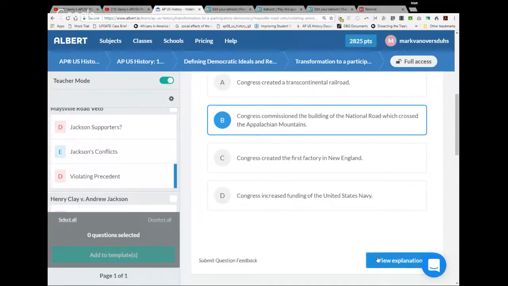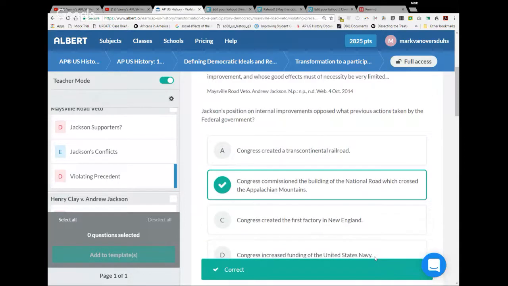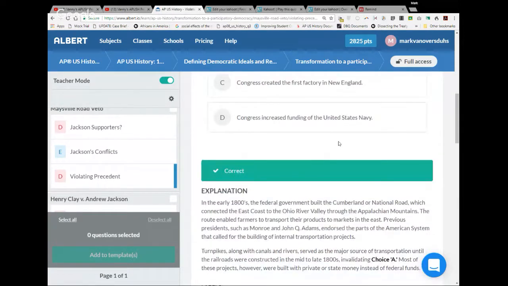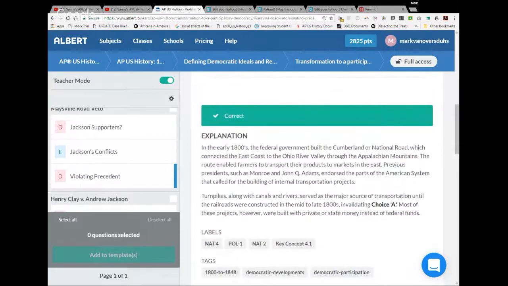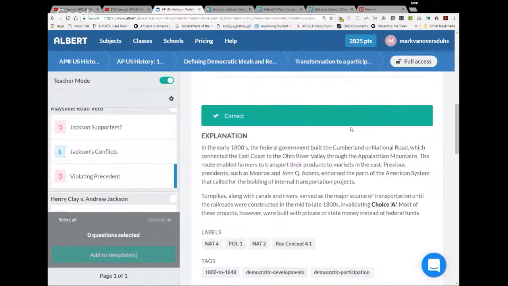It's B because overall, it is correct. Turnpikes and canals served as the major source of transportation until the railroads were constructed. Choice A, Congress creating a transcontinental railroad, does happen, but not until during and after the Civil War. And Congress doesn't really create it so much as they call for the building of it, and they'll help subsidize the cost.